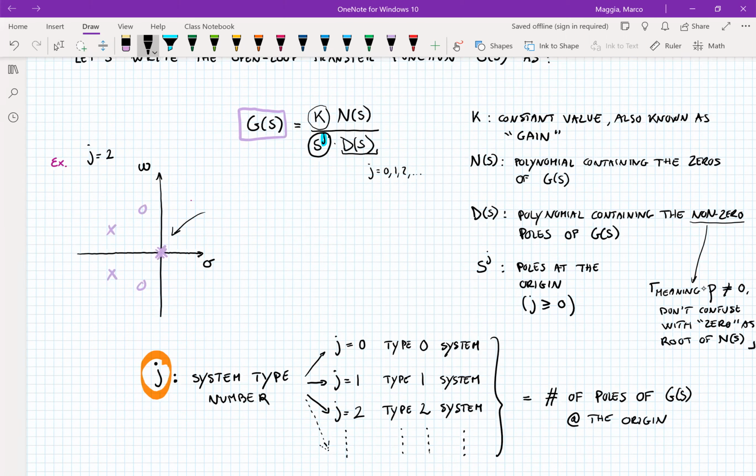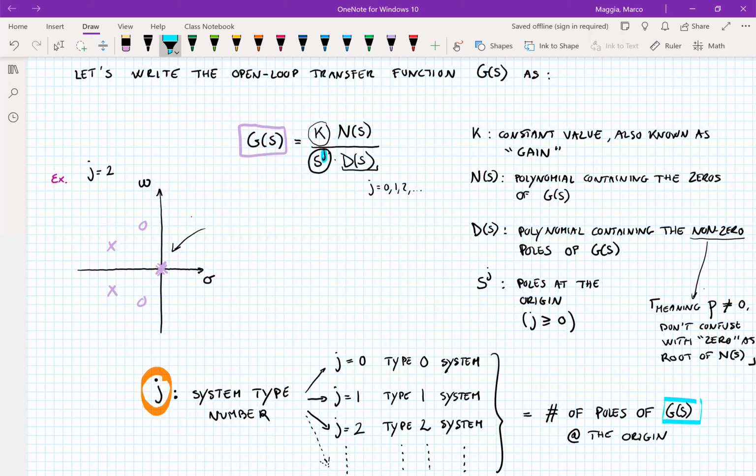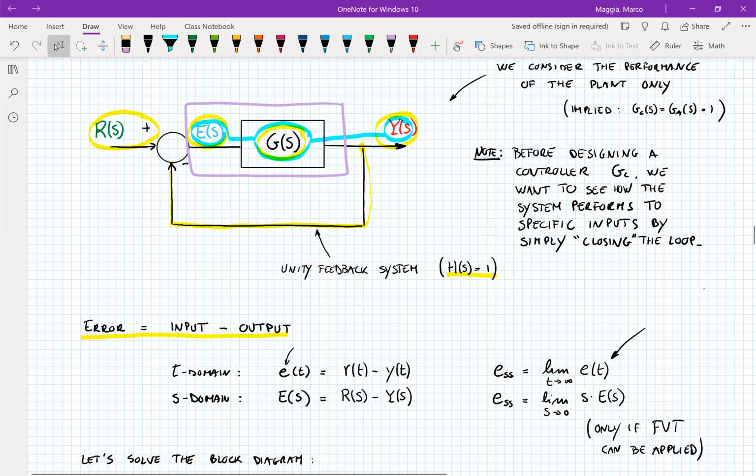Once again, the type number is equivalent to the number of poles of G of S that are located at the origin. This is a source of confusion. Sometimes people get confused between open and closed loop transfer function. The open loop transfer function is what we called L of S in lecture 3. In this case, L is equal to G because we don't have explicitly the transfer function for the actuator or the controller. We only have G of S.